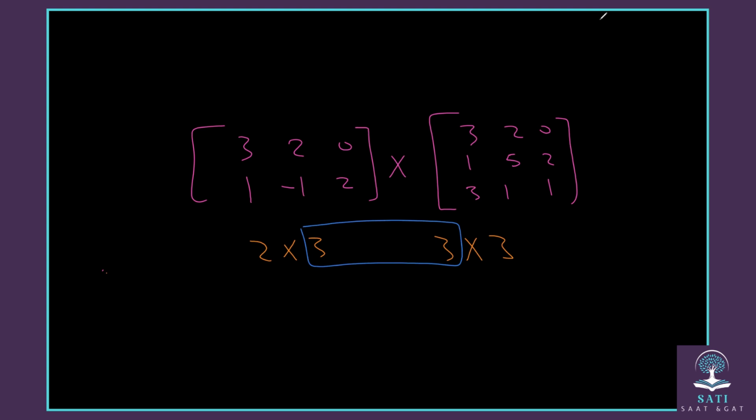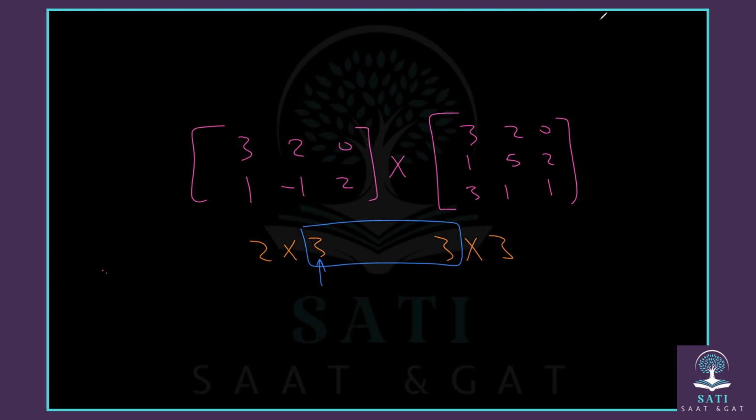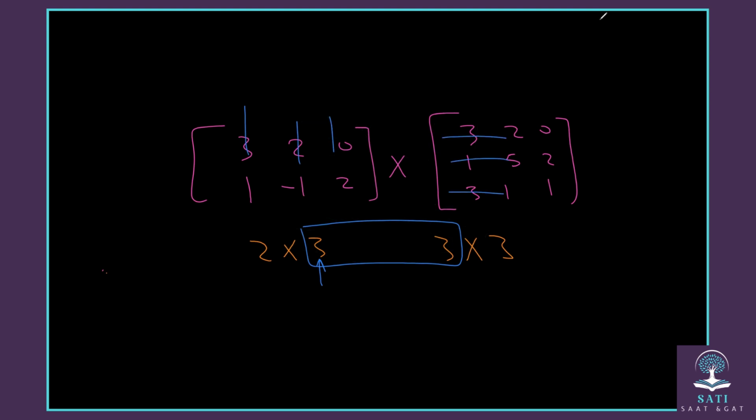Because now, as you see, this number represents what? The number of columns. So the number of columns on the first one, as you see, 3 columns, equals the number of rows on the second one. As long as this condition is satisfied, that means we can multiply. Good. We agreed that we can multiply.